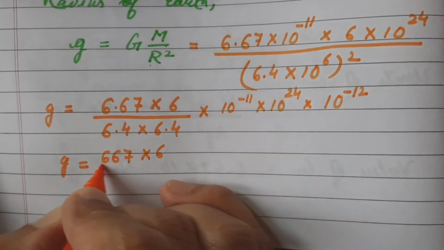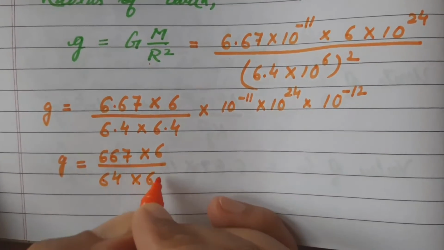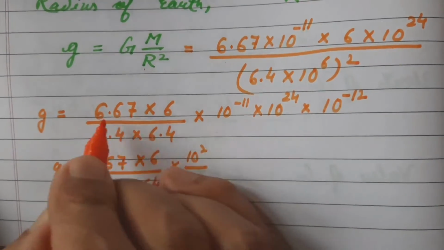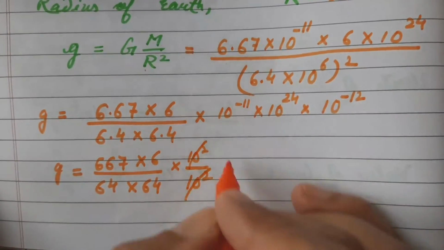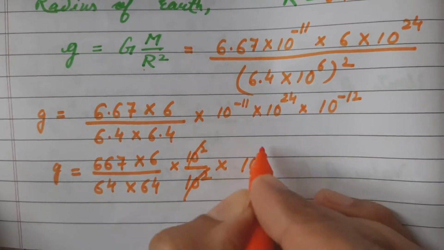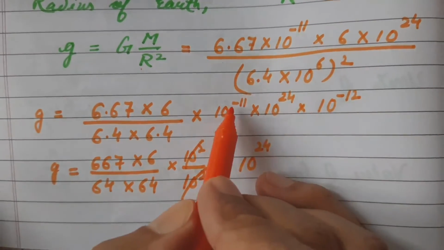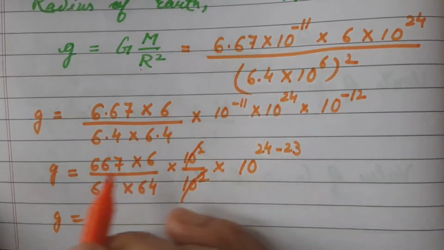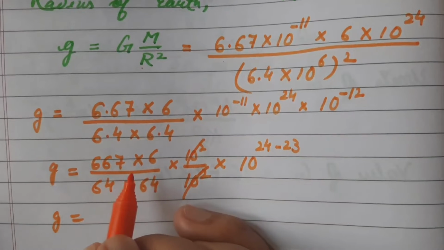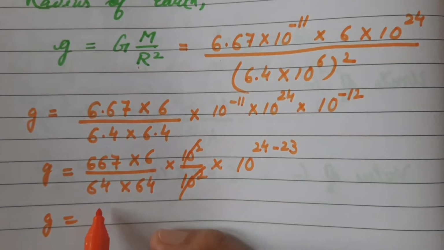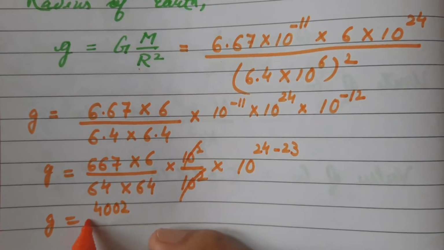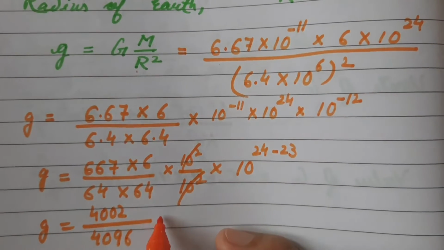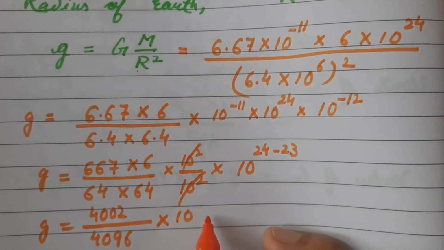It can be written as 667 multiplied by 6 upon 64 into 64. Here 2 points means 10 to power 2, and here 2 points again 10 to power 2. They will cancel out. The powers are 10 to power 24 minus 12 minus 11, which will become minus 23. When we multiply 667 with 6, it will be 4002. 64 multiplied by 64 is 4096, multiplied by 10.